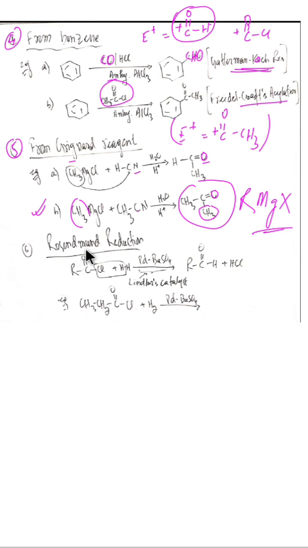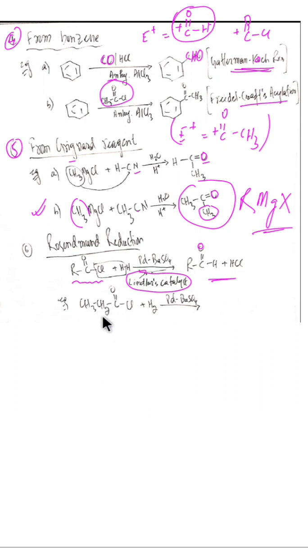Next reaction is Rosenmund reduction. This is particularly for preparation of aldehydes only, not ketones. In this reaction, we take an acyl halide, and if it is reacted with Lindlar's catalyst, palladized barium sulfate, with hydrogen, HCl comes out, and Cl is replaced by hydrogen to form our aldehyde. This reaction is called Rosenmund reduction.